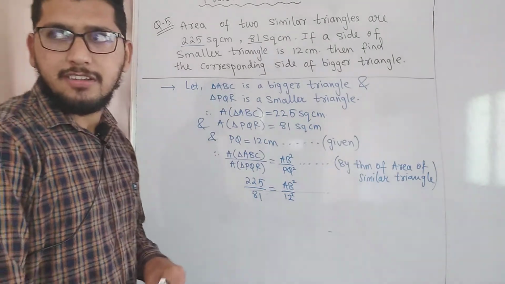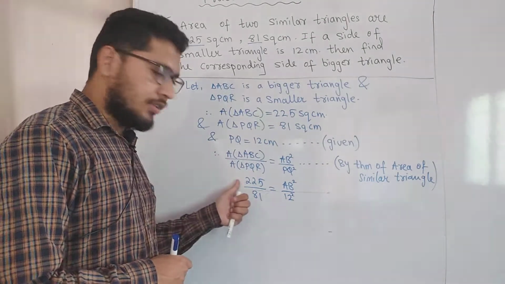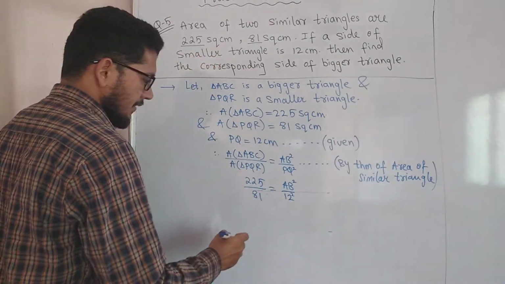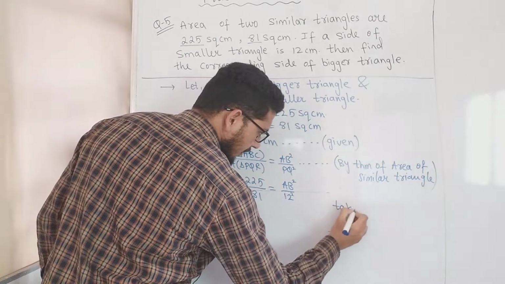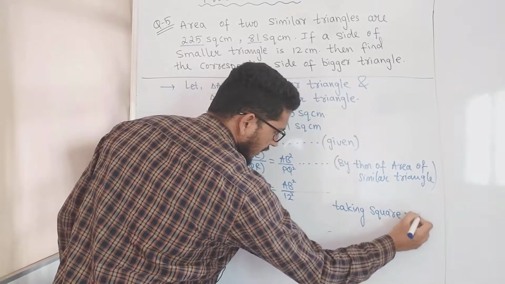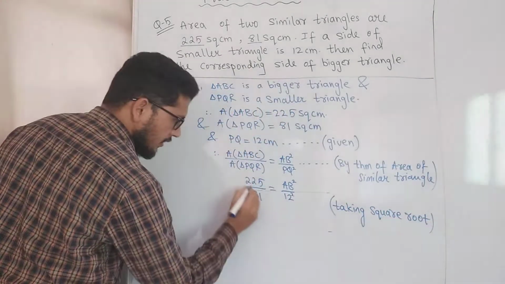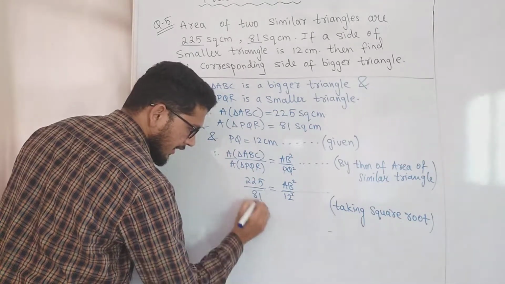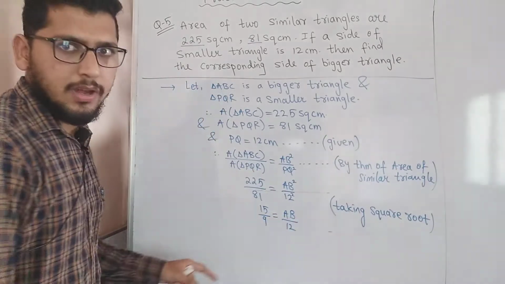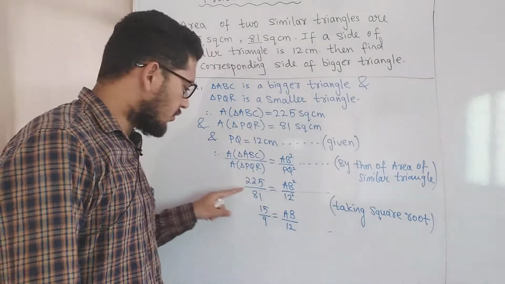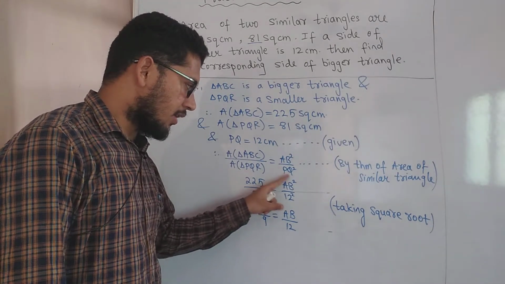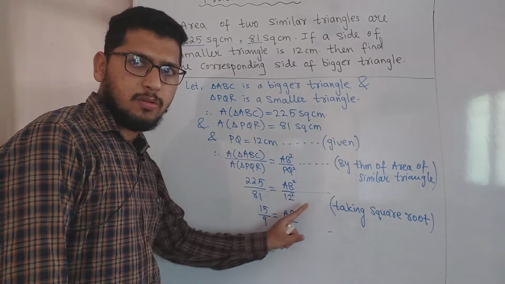After that we have to take the square root of both the terms. Here it is 225, here 81, here AB square, here 12 square. So we write: taking square root on both sides. When you take the square root on both sides, what will you get? 225 is the square of 15, 81 is the square of 9. Here it will be AB and here it will be 12. Whenever we take the square, the power will be cancelled. Here it is AB square, the square will be cancelled, AB. 12 square, the square will be cut, 12.